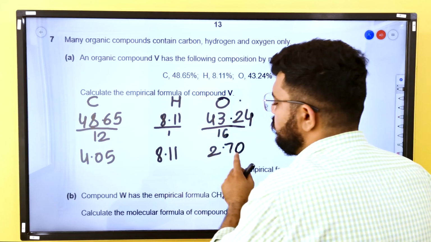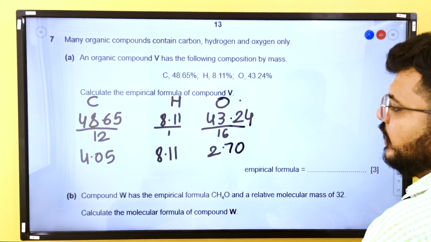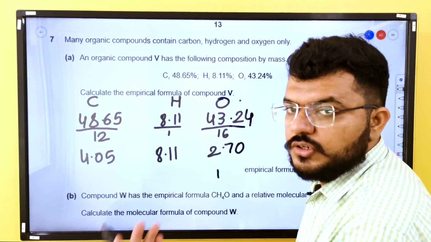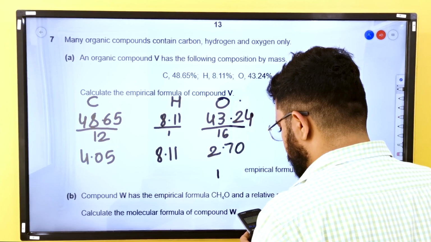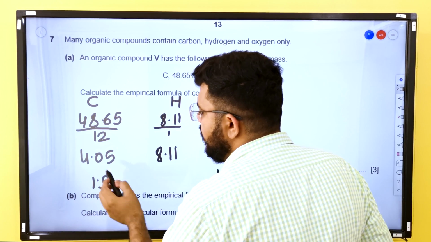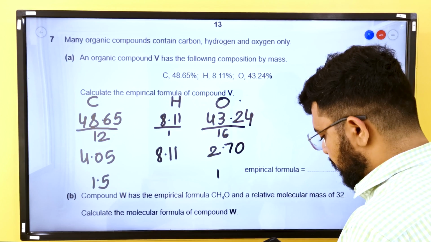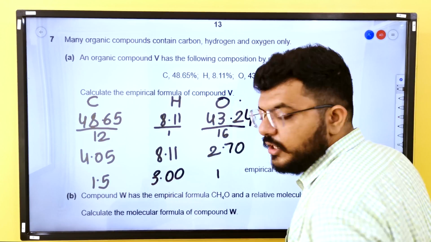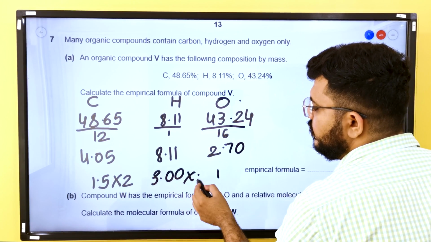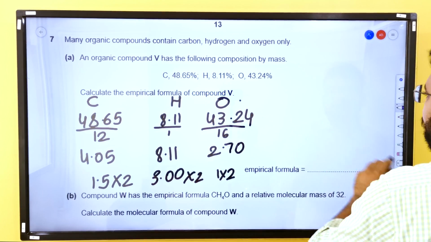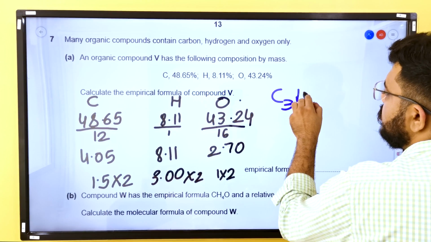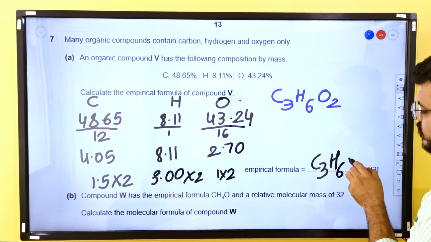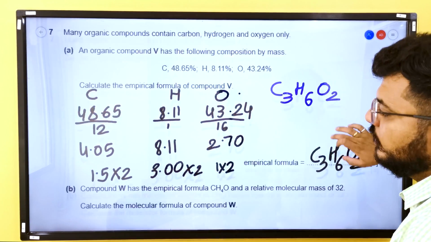Now we must find their smallest ratios in which they divide. So what we can simply do, we can take this smallest number, divide everything by the smallest number to make an easy ratio. So this will be 1, 2.70 divided by 2.70 is 1, 4.05 divided by 2.70 is equal to 1.5, right? And 8.11 divided by 2.70 is equal to 3.00. I'll take this as a 3. Now, this is still not a whole number ratio. So, let us multiply all of them by 2. This will give you the smallest ratio. So, I can therefore write that carbon's smallest ratio is 3, hydrogen's smallest ratio is going to be 6, and oxygen's smallest ratio is 2, which is our empirical formula C3H6O2, right? Okay. Next question.